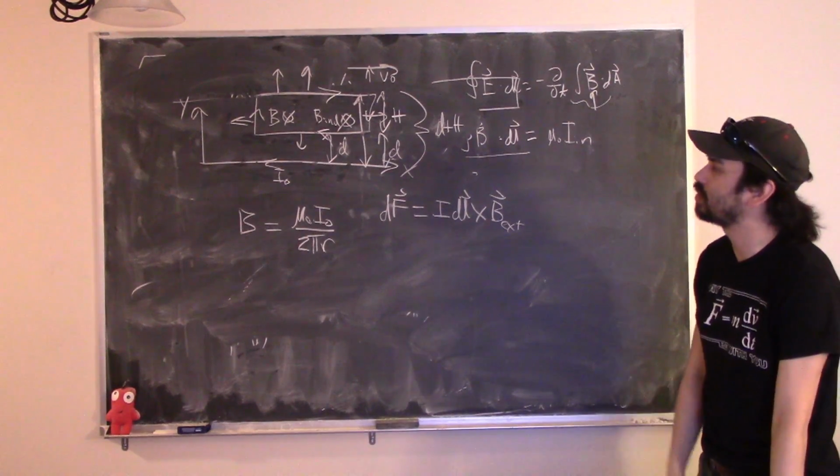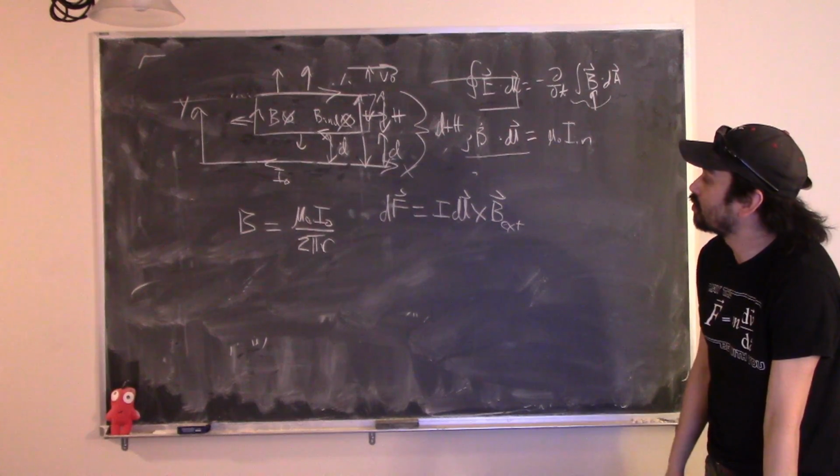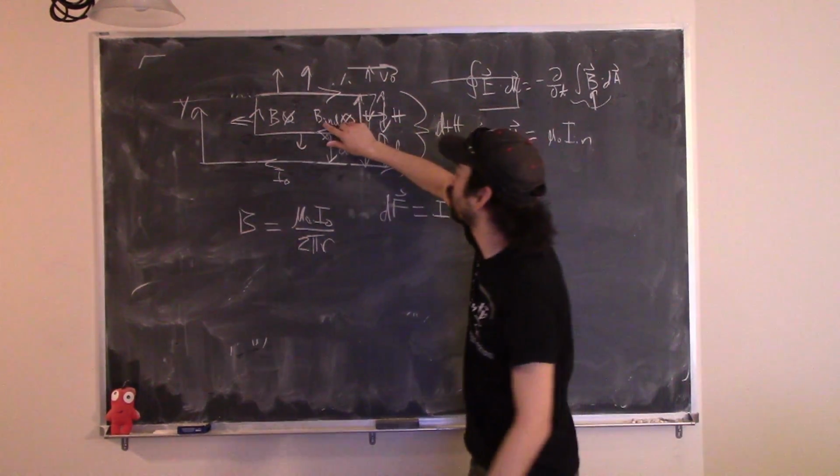So the two ways that you can apply Lenz's law to check your answer from Faraday's law are to consider what the direction of the induced magnetic field is. So that was the first thing that we did.